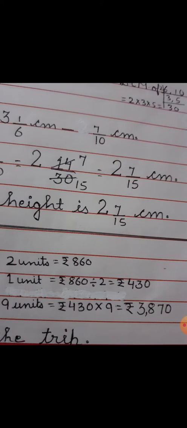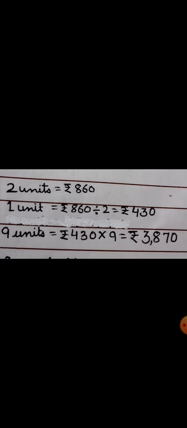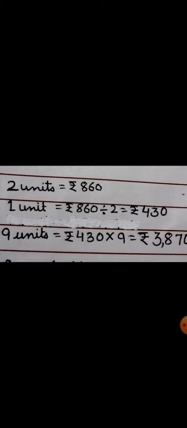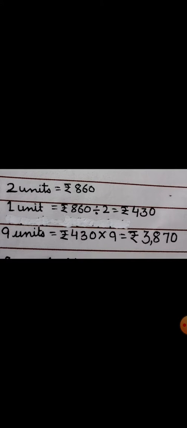Now solve it. Here we have to find the total amount of money he brought for the trip. So there are 9 parts. We have to find out the value of 9 units. Here we can see that the value of 2 units is rupees 860. So the value of 1 unit will be 860 divided by 2, that is rupees 430.